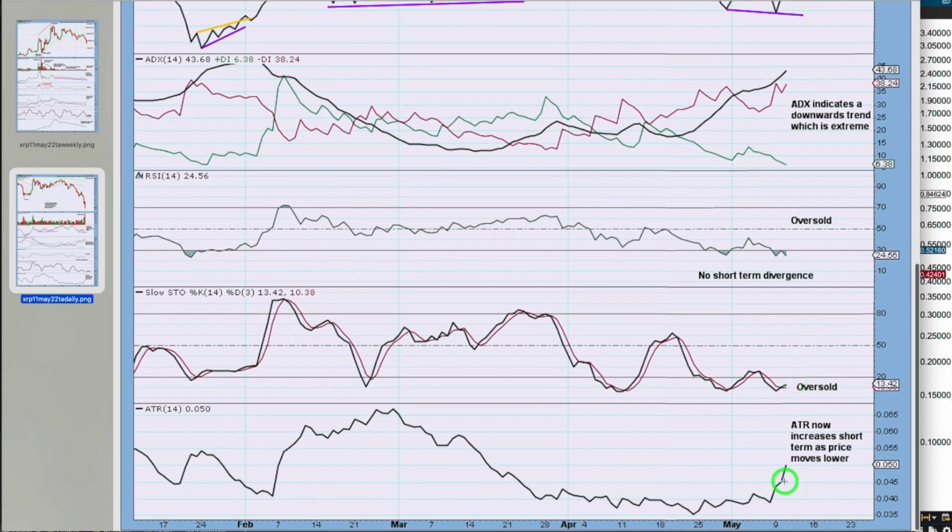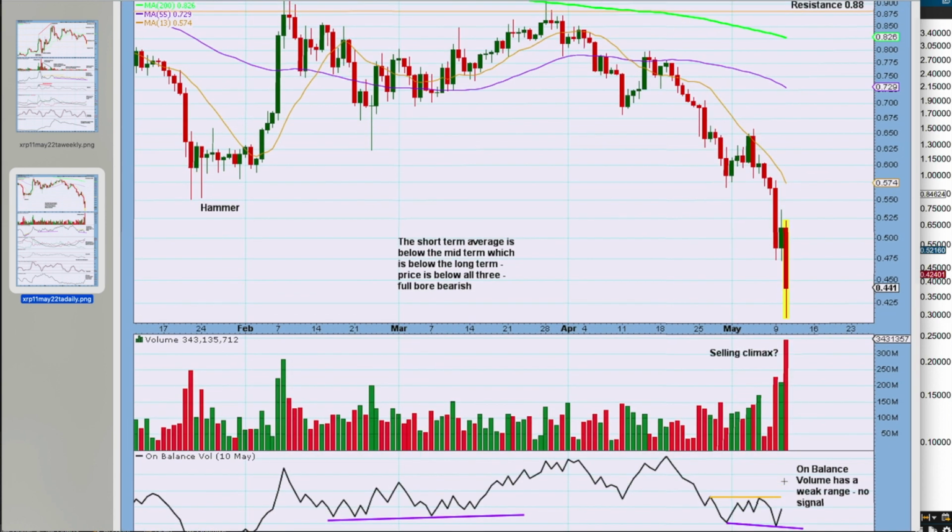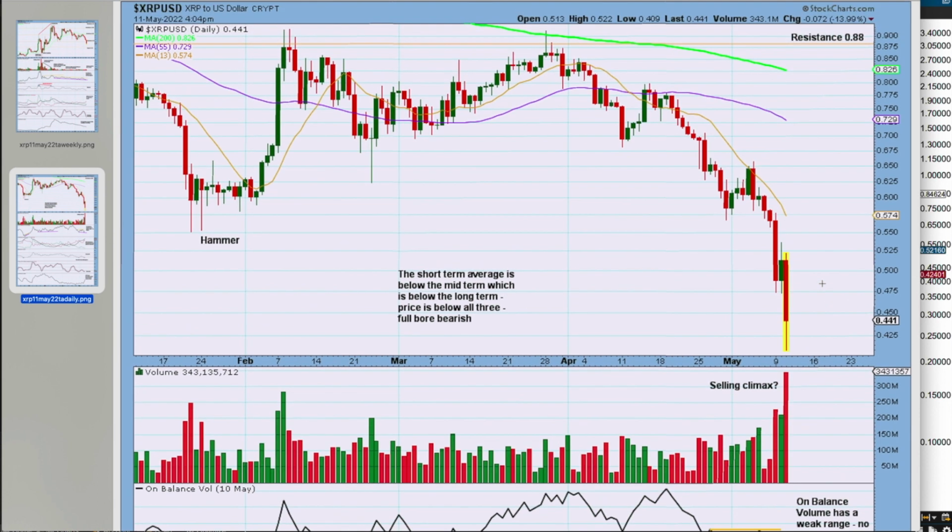Stochastics oversold, ATR increasing short term as price moves lower. Again, that's a feature often of the terminus of a bearish movement for cryptocurrencies. So I think that the low for XRP looks like it's coming up sooner rather than later. It's possible, if this is a selling climax, it could be in today, but I think what's more likely is we may see a little reaction and then a final low, and that would fit the Elliott wave count perfectly. So that gives me a little bit of confidence now in that Elliott wave count.